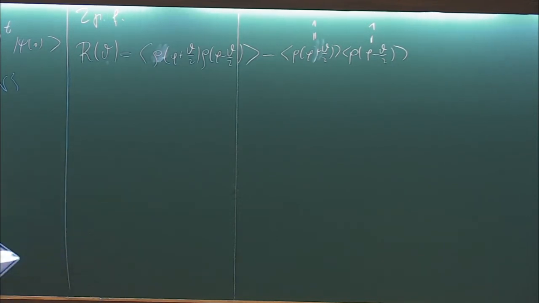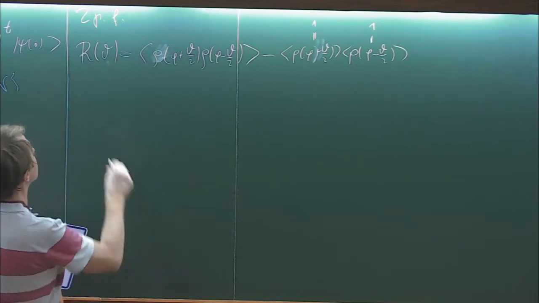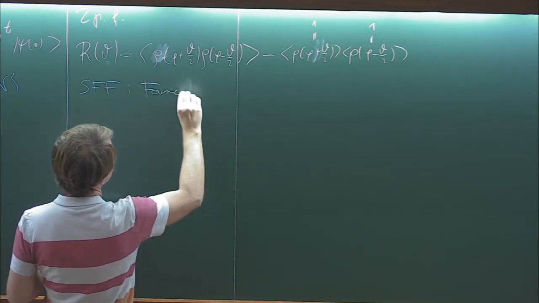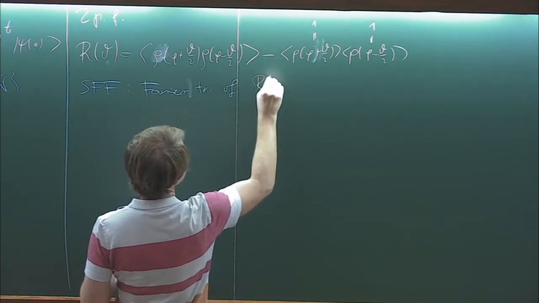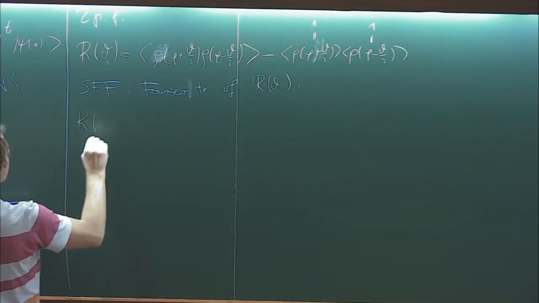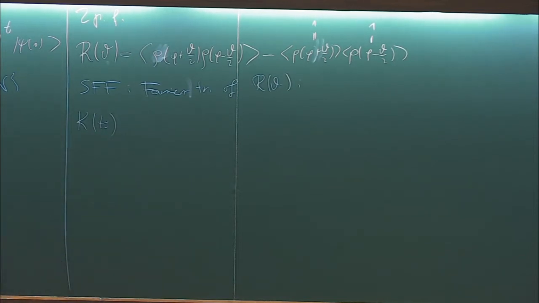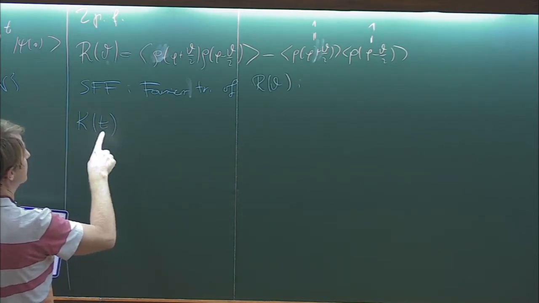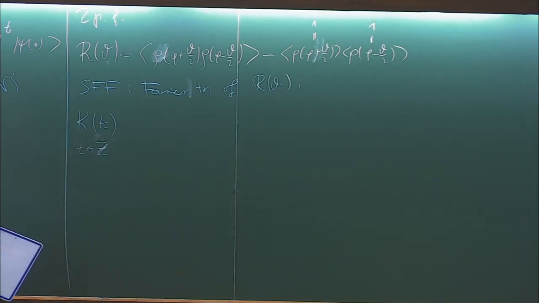And now we could study this object, but it turns out that it's much more convenient to compute an equivalent object, which is just the Fourier transform. The spectral form factor is defined as a Fourier transform of R of theta. I will denote it as K of t, with t a Fourier variable. So now theta is a cyclic variable from 0 to 2 pi, basically a function on a circle. And the Fourier transform is a function on an integer lattice, from simple Fourier analysis. So t is discrete, t is an integer. It also has the meaning of time, because in this case time is an integer, as I can only propagate by integer multiples of the fundamental time step.